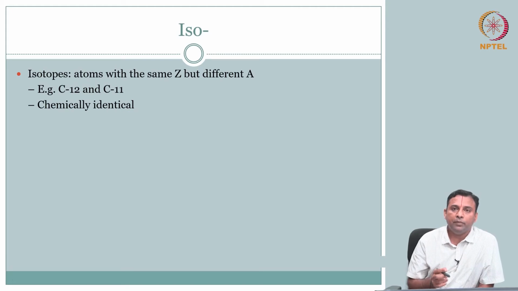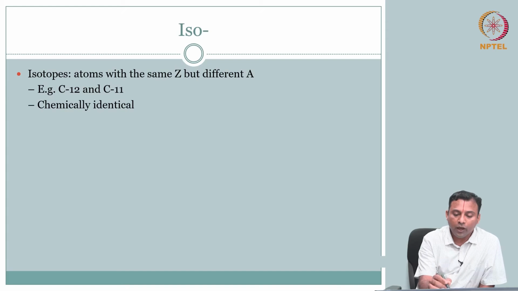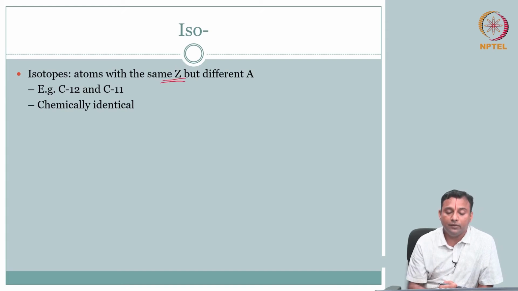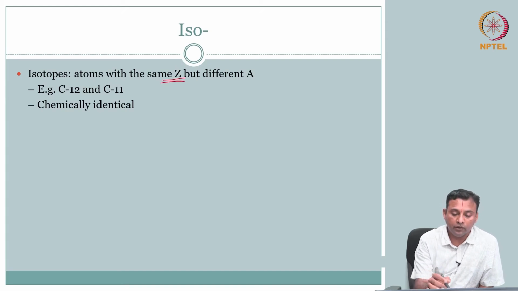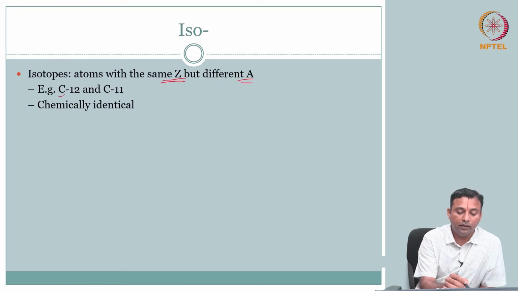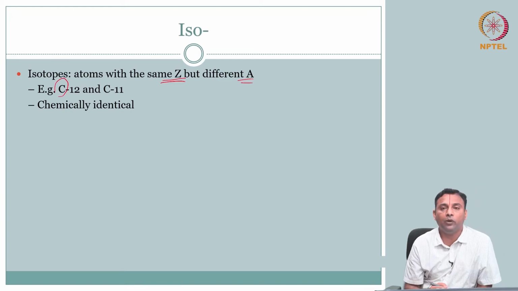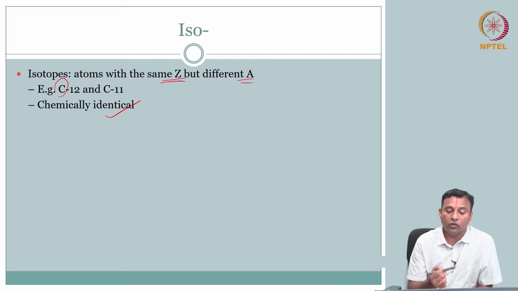So before we jump in, there are several different terminologies, small variations in the number game, right. So what is an isotope? You have the same atomic number but different mass number. So here for example, right, you have carbon 12 or carbon 11. Carbon is the same element, so chemically identical. Okay. So these are called isotopes.